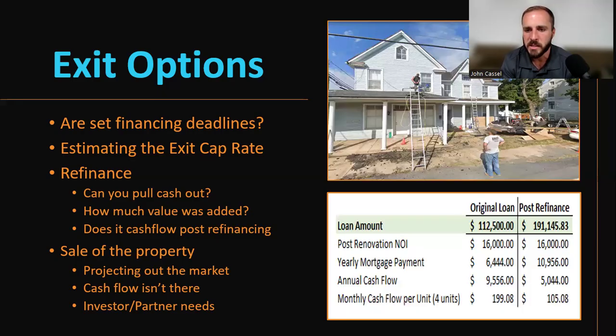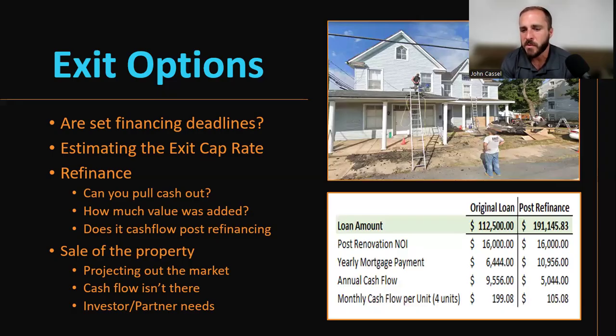Yearly mortgage payment $6,444, giving you an annual cash flow of $9,556. And sorry, this example is actually for a 4-unit. So that's giving you almost $200 per unit in annual cash flow. But if you refinance it, you get a higher loan of $191,000. You're going to pull a lot of money out, but now the mortgage payment is going to be almost $11,000.